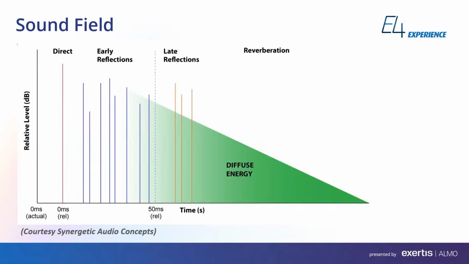And this gets into the sound field. This is courtesy of SynAudCon. You've got the direct sound. This is your first arrival. You've got the early reflections. And once you get past about 50 milliseconds, you can start calling those late reflections or echoes. Right. And as these reflections continue and die out, that's where you get into reverberation.